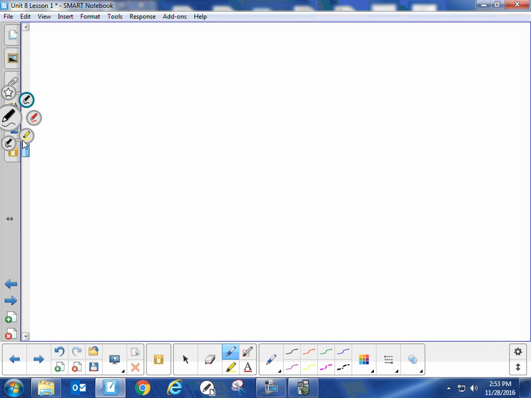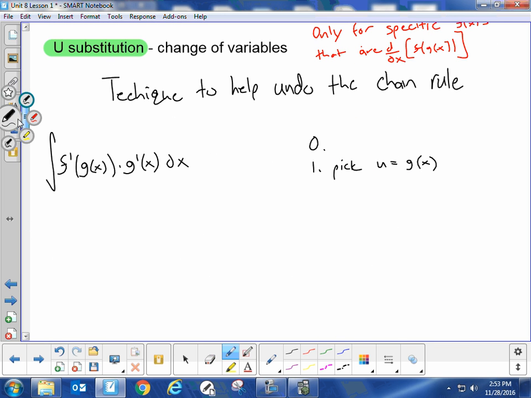Well, typically, the g of x is going to be the inside of a composition. Okay? Other times, you're just going to have to figure it out. So, here's g of x, and this one is just for demonstration purposes. I set u equal to g of x.